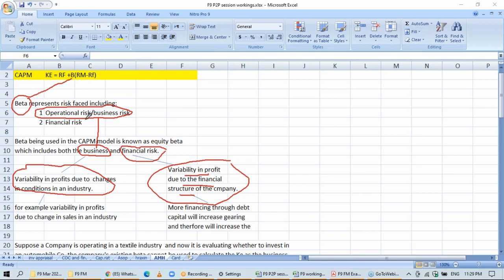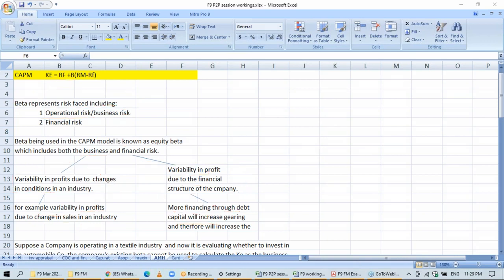So there are two types of risk, business risk and financial risk, which are present in the beta. More financing through debt capital will increase gearing and therefore will increase the financial risk. And the variability in profit due to changes in the sales in an industry is the business risk. So students, that's the definition. Beta includes two things, right? The business risk and the financial risk. The variability in profits will arise due to these two things.